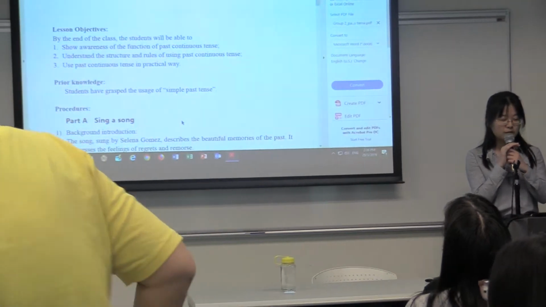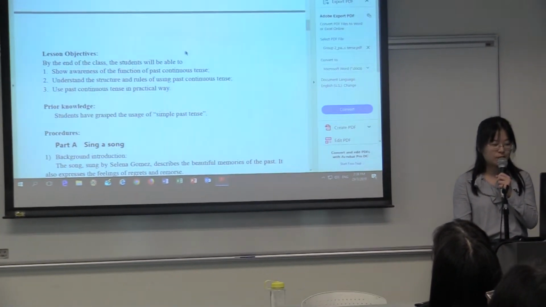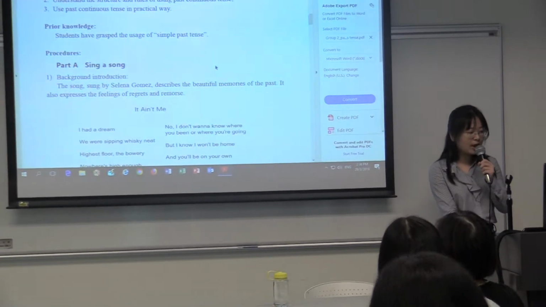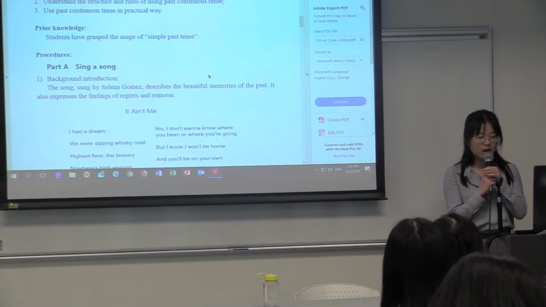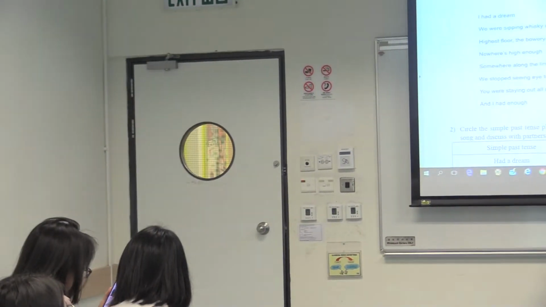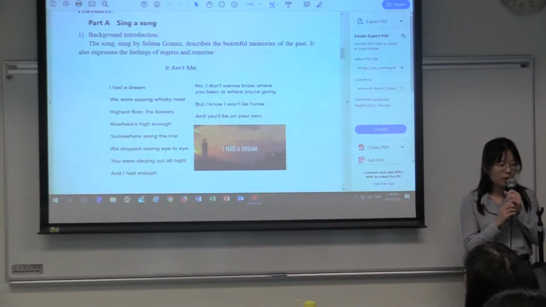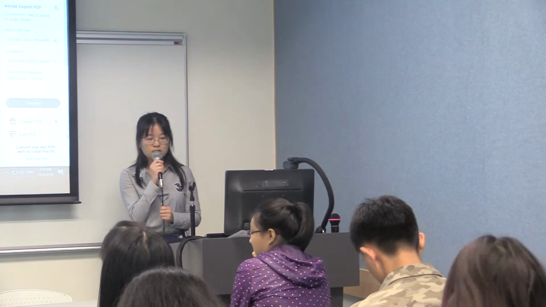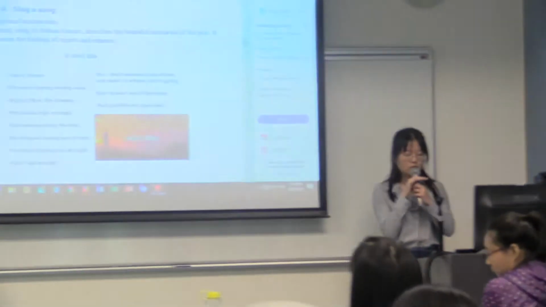Now I will introduce the procedures of our lesson plan. Part A is to sing a song. At first, we give students some background information about the song to let them understand the content clearly. The purpose of this part is to let students review the simple past tense and introduce a new concept, the past continuous tense.